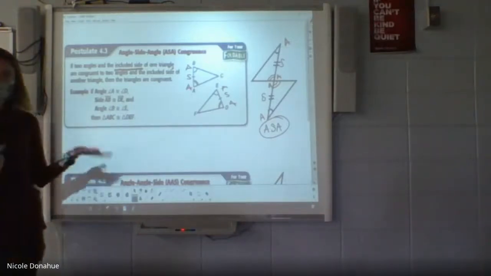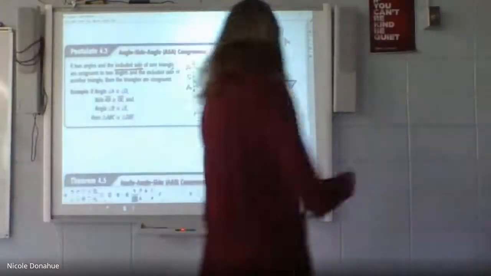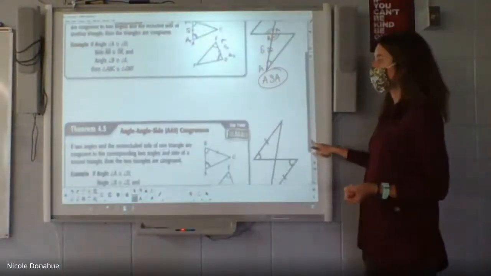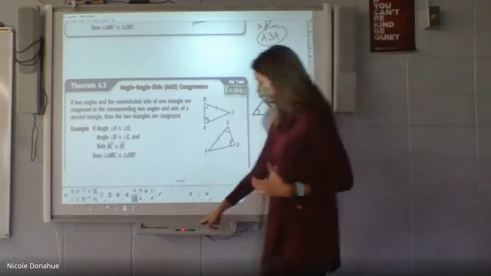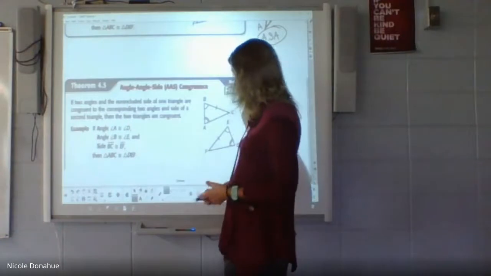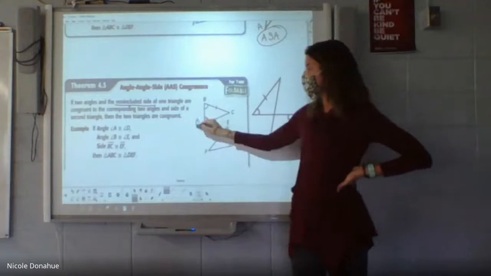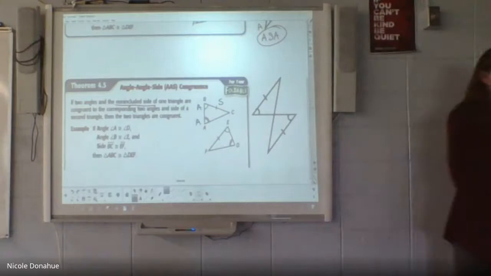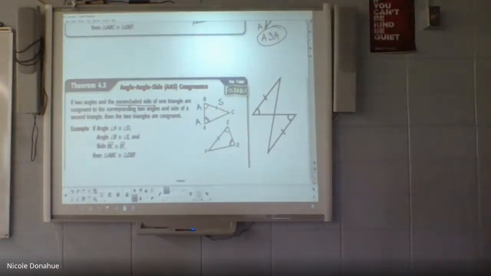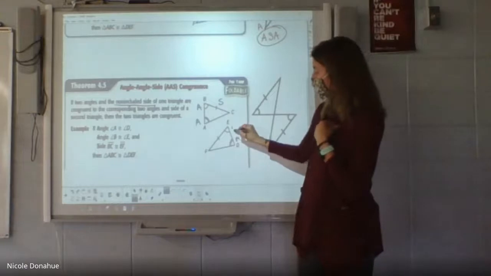The other thing is if you also have the non-included side, that also works. So basically, if you know two angles and a side, you should be able to prove the triangles are congruent. So this one's angle, angle, side. This is the non-included side of the triangle. So if I have two angles, and then the side that's not between them. Now this gets really confusing with that angle, side, side one, but notice this is two angles rather than two sides. Angle, angle, side.